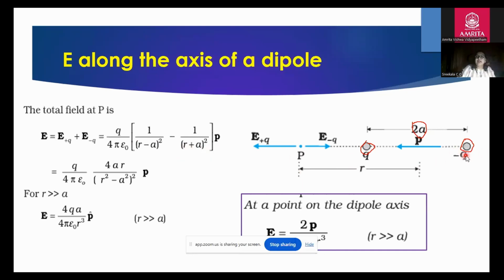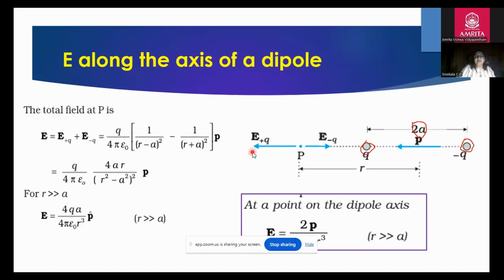So for the minus q charge, it is from this point, minus q to P, that is r plus this distance. This distance is a. So it will be 1 by r plus a the whole square. That is the direction. Okay, that's why this P here. So this 1 by 4 pi epsilon 0, why did this minus sign come here? This is because the direction of the field due to plus q charge is from P to the left side of the screen.